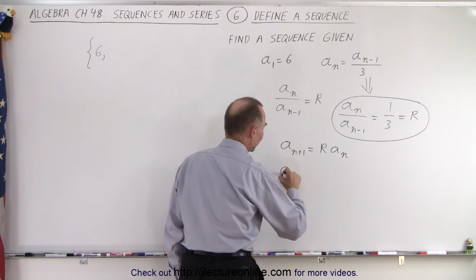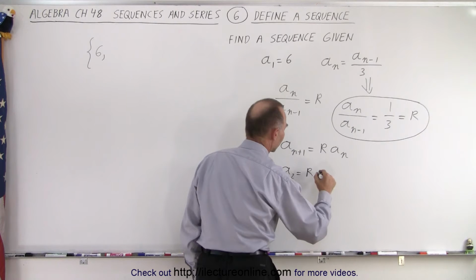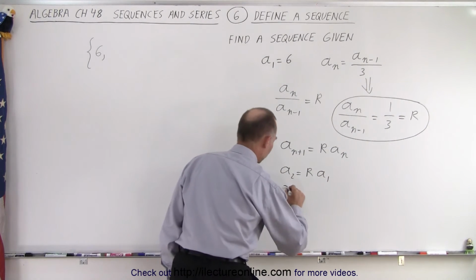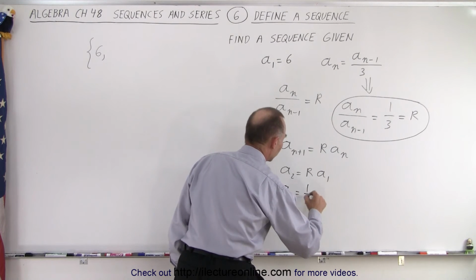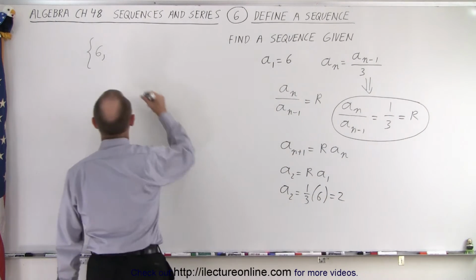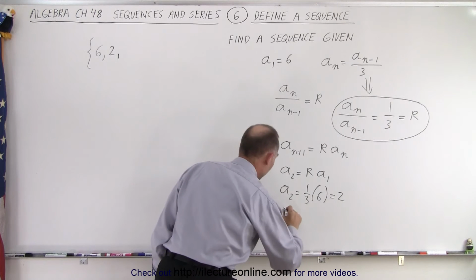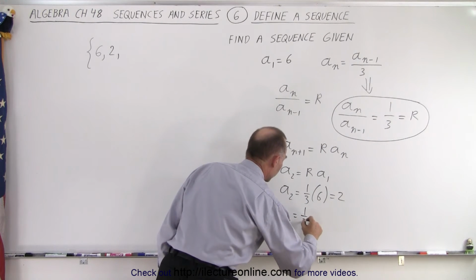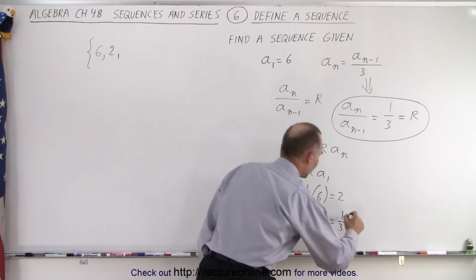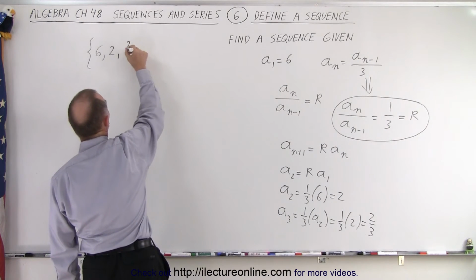In other words, to find the second term, we take the common ratio and multiply it times the first term. So in this case, the second term will be equal to 1/3 times the first term, which is 6, and so that's going to be equal to 2. There is our next term. Now, to find the third term, we can say a sub 3, which is equal to 1/3 times a sub 2, which is equal to 1/3 times 2, which is 2/3. And so that's going to be the next term.